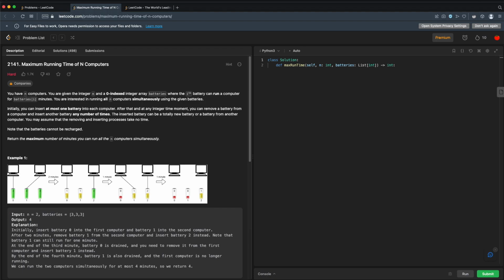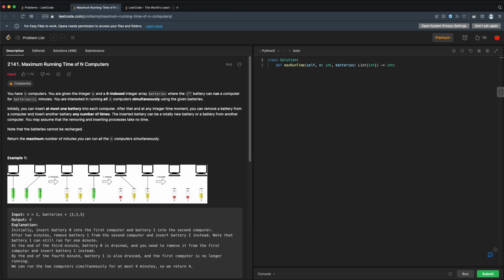Initially, they insert battery 0 into the first computer and battery 1 into the second computer. So that's 2 batteries of capacity 3. After 2 minutes, they remove one of the batteries, it looks like they're removing battery 1 from the second computer, and they insert battery 2 instead. So we've gone 2 minutes, our 3 capacity batteries are now down to 1 minute left. You pop out one of those batteries and pop in another battery that has 3 minutes of capacity. So now we have a 1 capacity battery in one computer and a 3 capacity battery in the other computer. Note that battery 1 can still run for 1 minute.